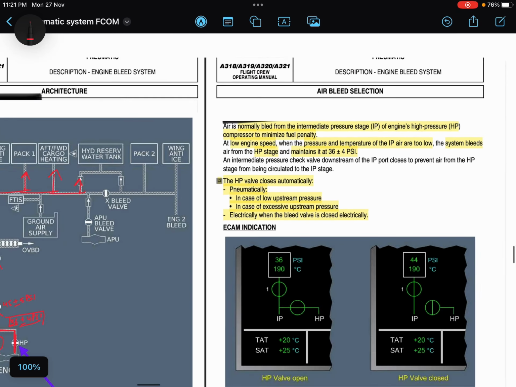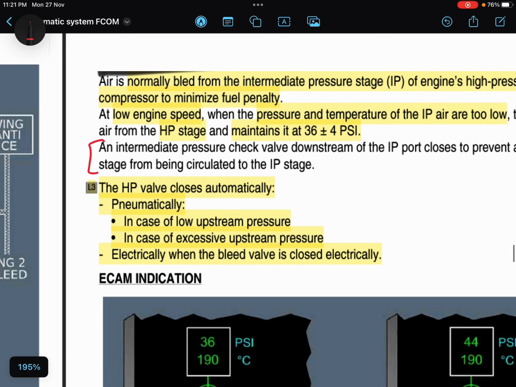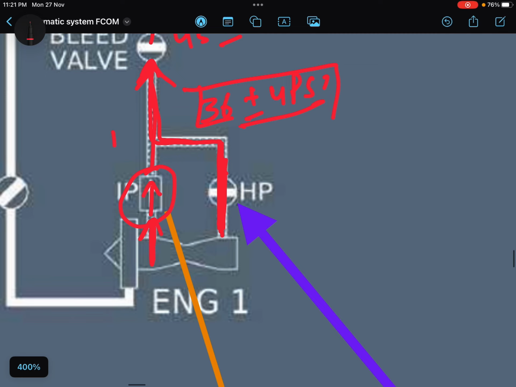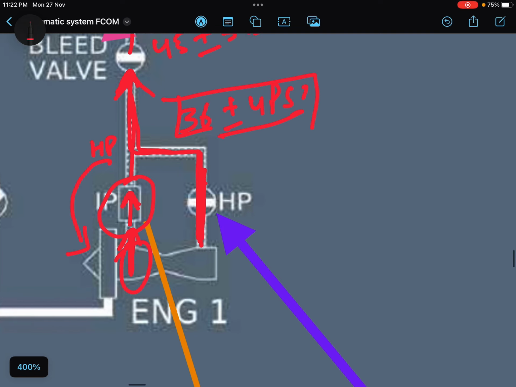So what does this FCOM say? You will be having high pressure over here when HP is supplying the bleed. So there are chances that high pressure air will go to the intermediate stages. So this IP check valve prevents this reverse flow, right? So that the engine does not get damaged from here.